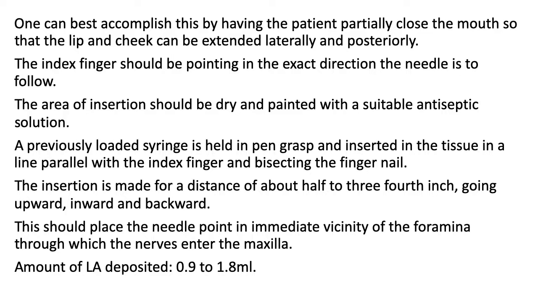The previously loaded syringe is held in the pen grasp and inserted into the tissue in a line parallel to the index finger bisecting the fingernail. The insertion is made for a distance of about half to three-quarters of an inch going in an upward, inward, and backward direction. You should place the needle point in the immediate vicinity of the foramina through which the nerves enter the maxilla. After doing so, 0.9 to 1.8 ml of local anesthetic solution is deposited at the required area.